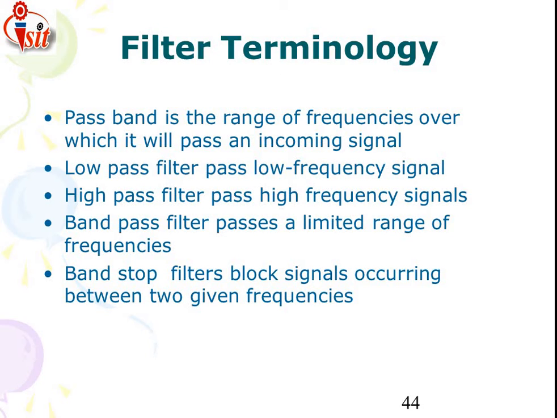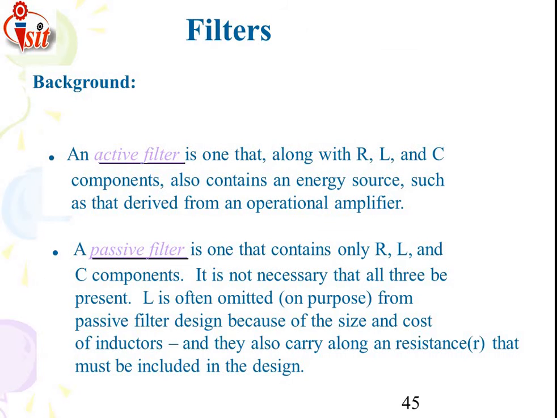Then filter technology. Along with that filter technology, the passband is the range of frequencies over which it passes an incoming signal. Low pass filters pass the low frequency signal, and high pass filters pass the high frequency signal. The band pass filter passes a limited range of frequencies. The band stop filter blocks the signal occurring between two given frequencies. Along with this, filters are of two types. First one is the active filter and second one is the passive filter. What is the background related to these two types of filter?